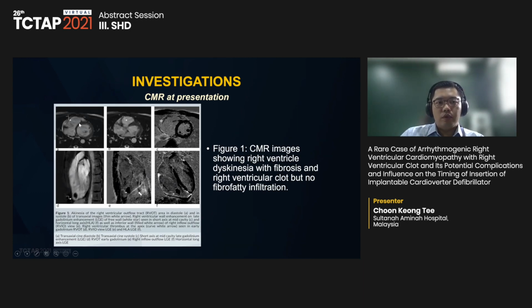The indexed end diastolic volume was about 128 mL per meter squared. Picture C is a short axis at mid-cavity at the late gadolinium stage, showing enhancement at the RV free wall, illustrated by the star. Picture D is the RVOT at early gadolinium, showing some filling defect at the apex, which is similarly seen in the RVIO view and also the horizontal long axis late gadolinium view. Also note the presence of LG enhancement in the RV free wall and the inferior wall. But what is significant is the presence of a filling defect seen in both phases. This is the clot that I was talking about.